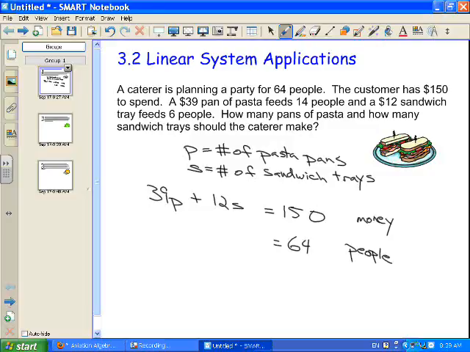So I know that there's going to be a P and an S involved. How many people go with pasta? 14 people. How many people go with sandwich? 6 people. People equation.